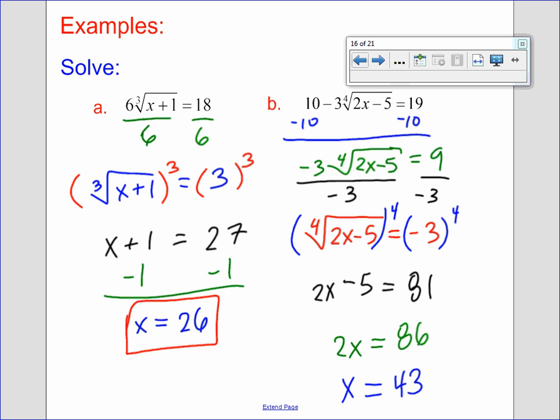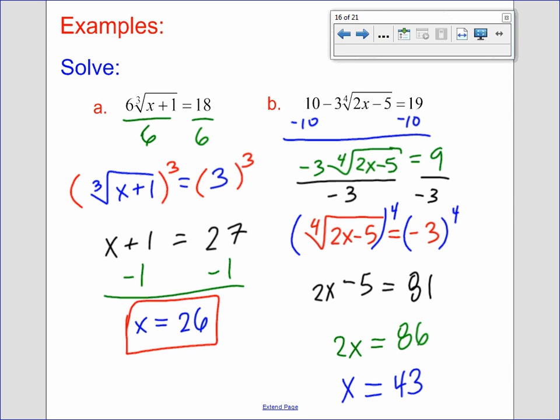Let's check x equals 43. Take 43 and put it in the original. 2 times 43 is 86. 86 minus 5 is 81. The 4th root of 81, everybody find it. What's the fourth root of 81? 3. So now I have 10 minus 3 times 3, which is 10 minus 9. Does that equal 19?